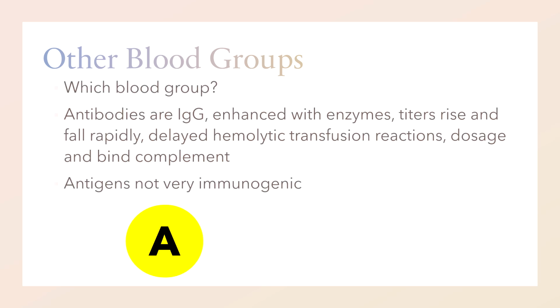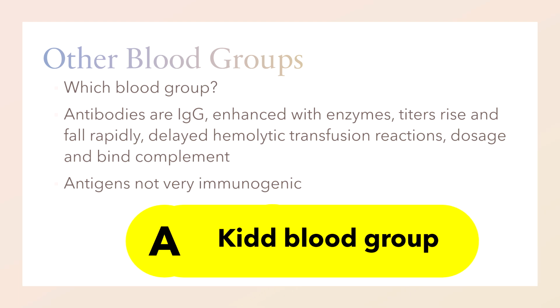Which blood group are we talking about? Antibodies are IgG, enhanced with enzymes, titers rise and fall rapidly. They can cause delayed hemolytic transfusion reactions, show dosage, and bind complement. Antigens are not very immunogenic. This is the Kidd blood group. So binding complement is like the key thing on this one, binding complement.